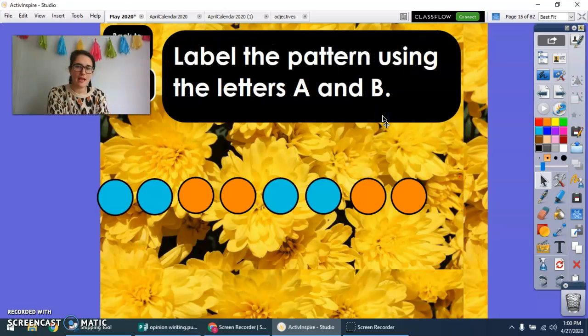All right, label the pattern using the letters A and B. So on your paper, you don't need to get the dots down. You just have to get the letters down. So I have blue and orange. So how would I label that? All right, let's go ahead and practice this together. If you are not done yet, boys and girls, you can always press pause. Okay.